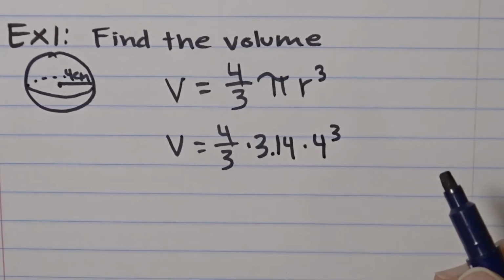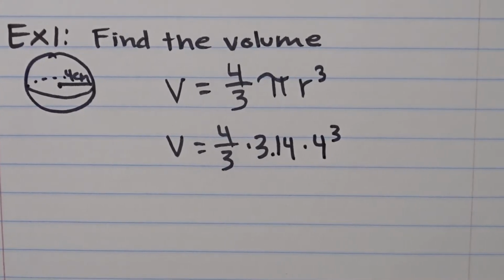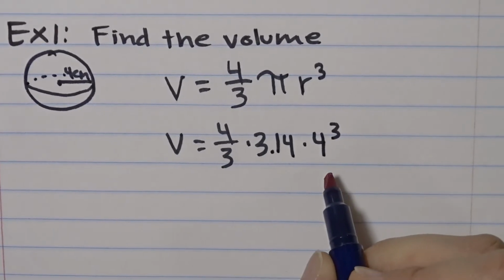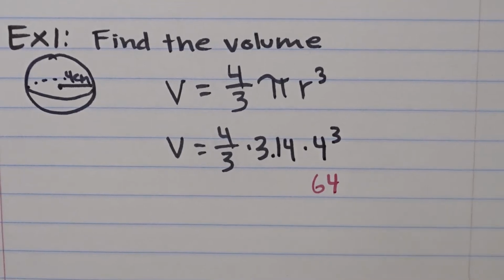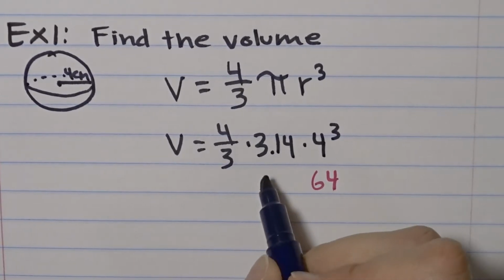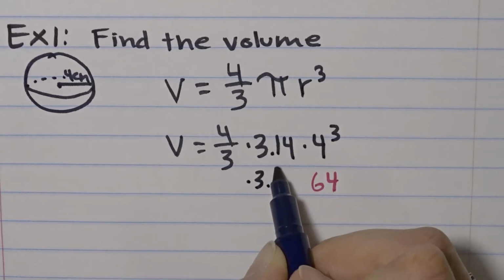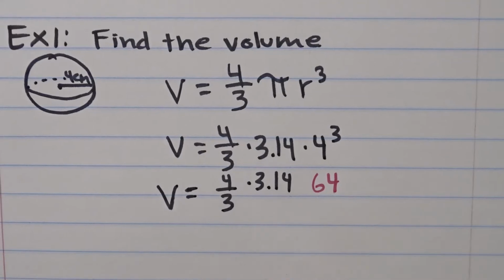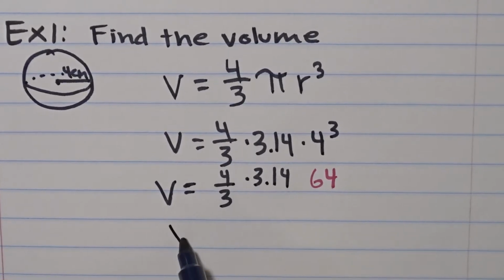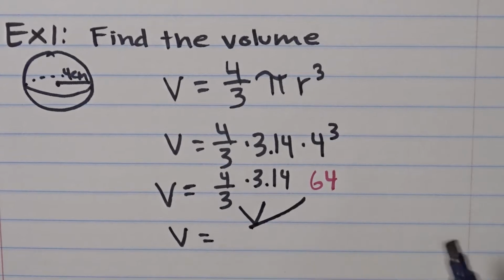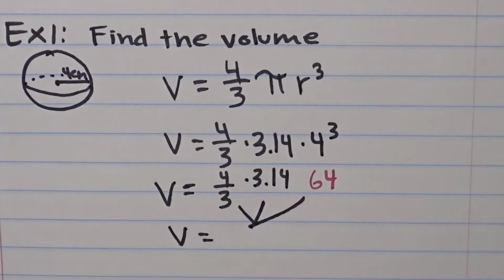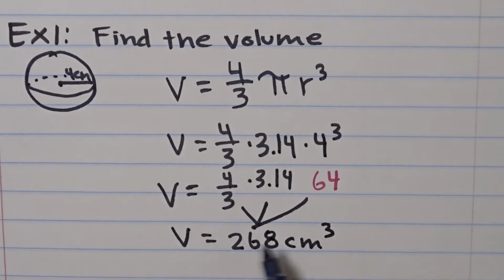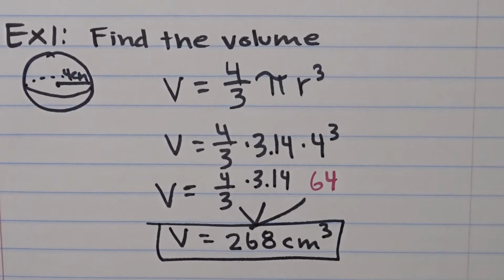All right, and multiplying all that together, 4 times 4 times 4, 4 cubed, is 64. And then I have, well, we'll just do this again. And I'm hoping you're using a calculator to figure all this stuff out. And we'll have volume equals, on the calculator, punch all that in, and you get 268 centimeters cubed. Right.